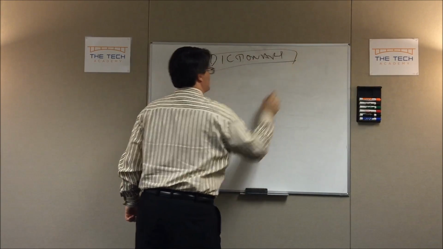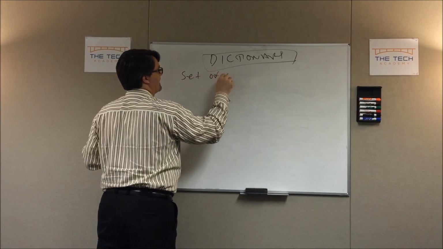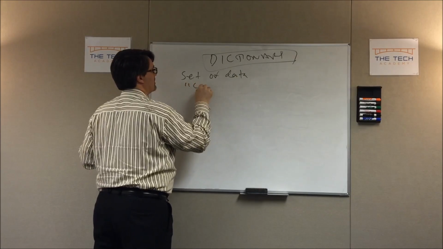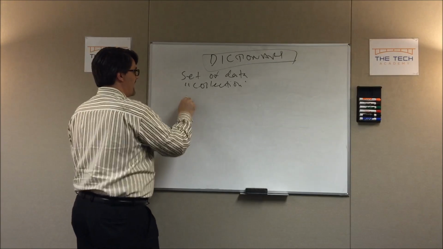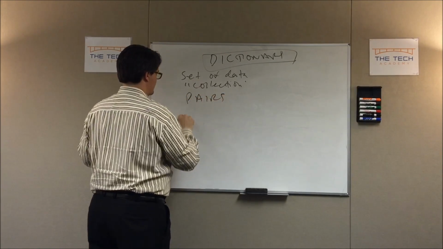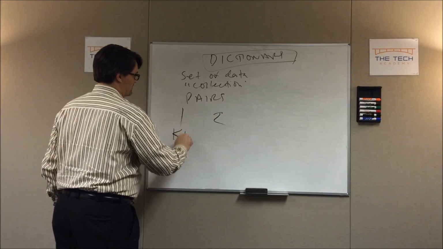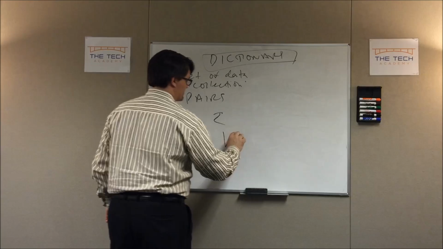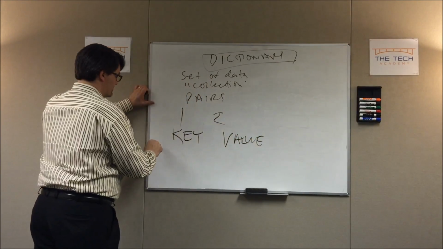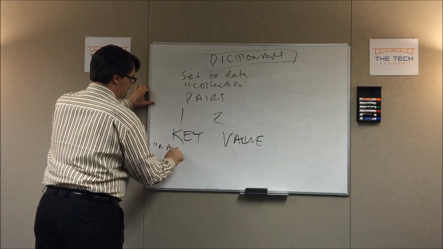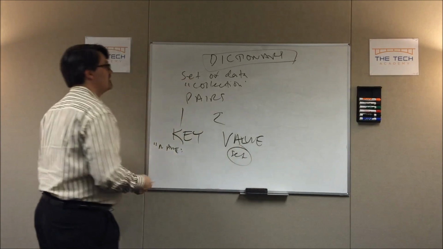You're going to make lots of dictionaries in your programming career. What it is, is a set of data, otherwise known as a collection of data. But specifically, it's arranged in pairs. That's a 1 and a 2. The first thing is called a key, the second thing is called a value. The key is, what's the name of the thing? The value is, what's it set to? What is its value? Here's an example.